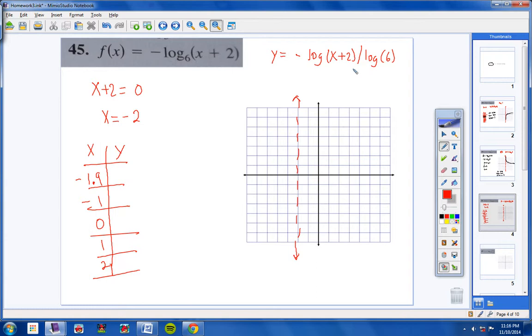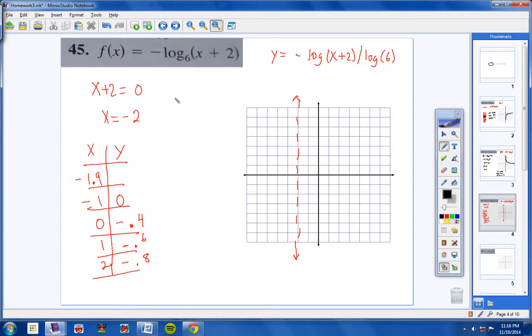If you've entered that correctly, the table of values will be: for negative 1, it would be 0. So good, we found our x-intercept. Negative 1 is 0. 0 is negative 0.4. 1 is negative 0.6. And 2 is negative 0.8. Not a lot of action there, really slow. Now we have to figure negative 1.9.